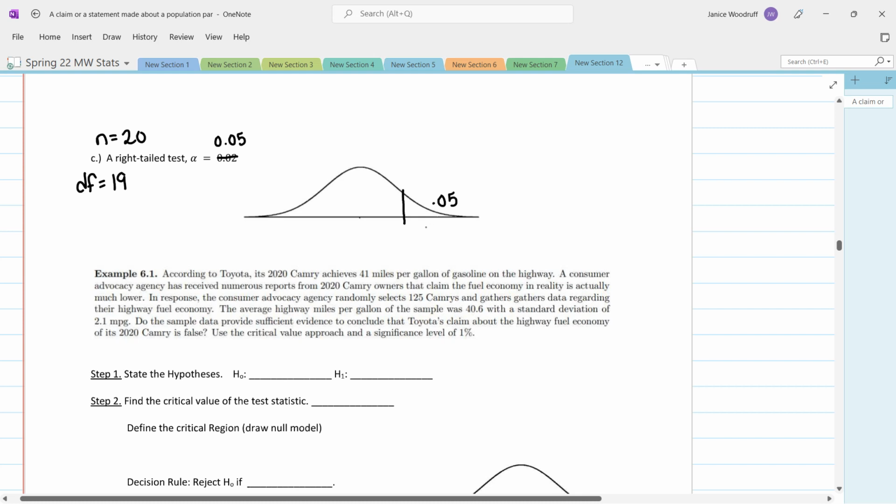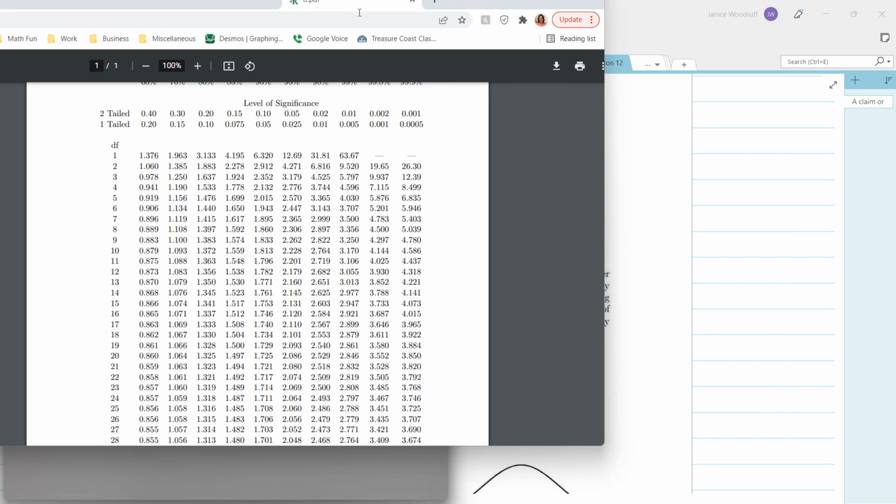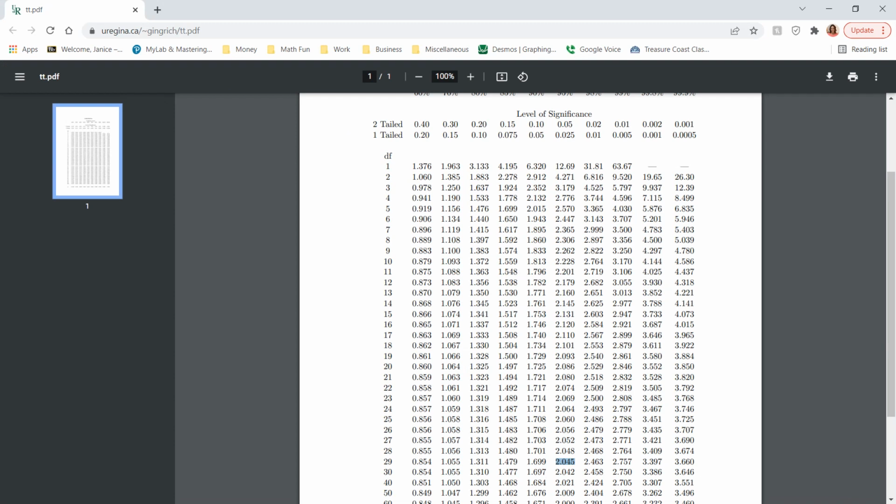Okay, we want to look up that t value. So if I'm looking at my table here, we'll start with the table. You just have one tail, so 0.05 right here on the level of significance. Degrees of freedom is 19. So that's right here, 1.729.